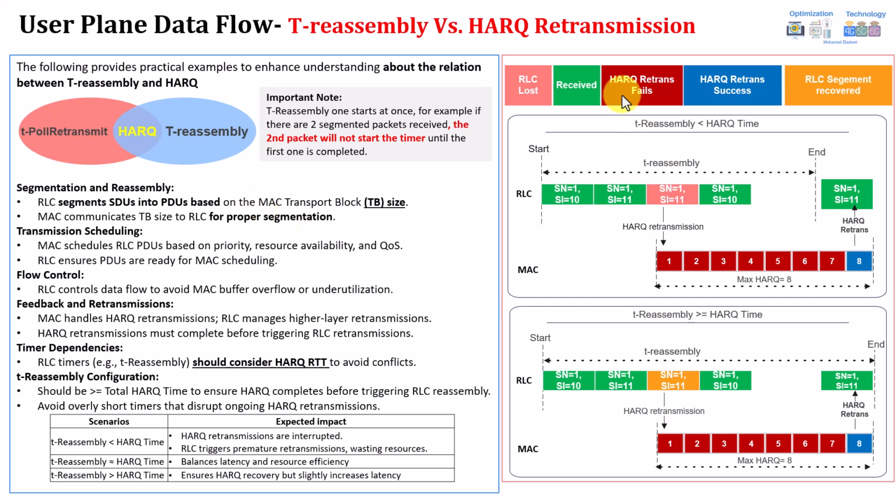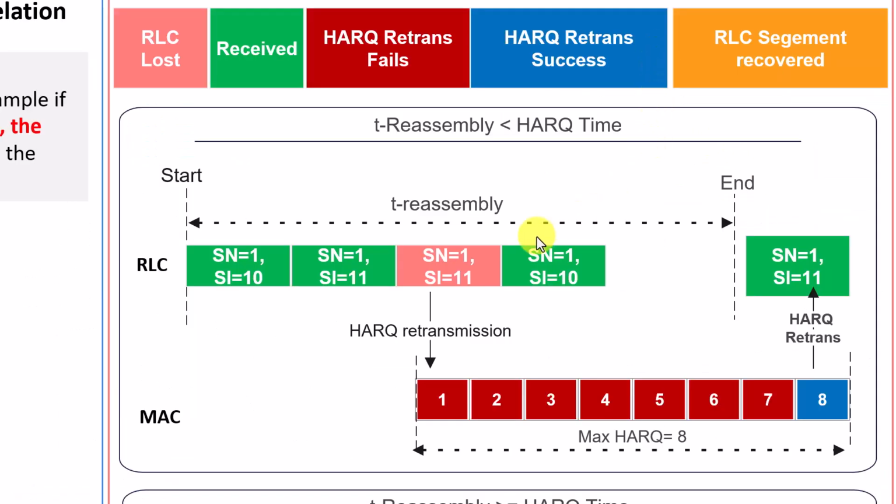Okay, so let me explain what we have. In this example, I'm giving two examples. In the first one, I'm assuming the T-reassembly is less than the HARQ time, and in the second one, I'm assuming the T-reassembly is greater than or equal to the HARQ time. So let's zoom in on the first example first. As you can see, I'm dividing this into two parts, and we have a color code on the top side here. We have the RLC layer and we have the MAC layer.